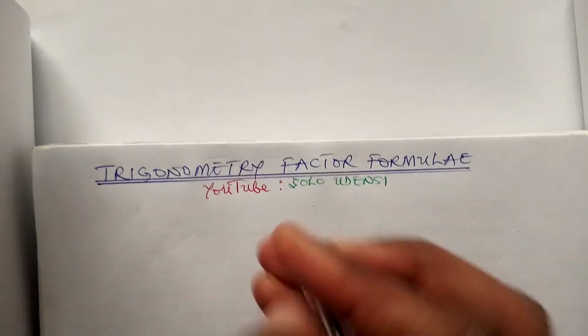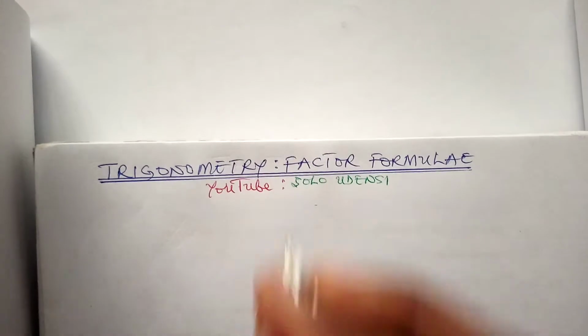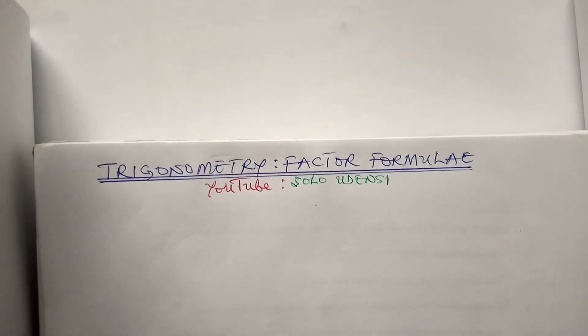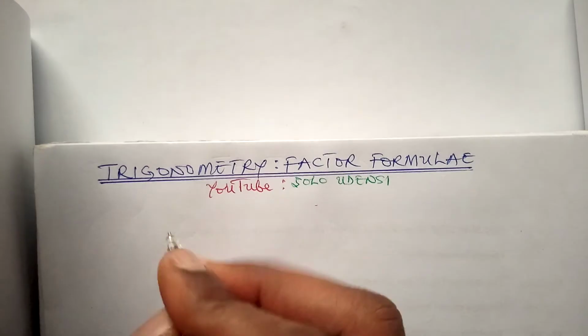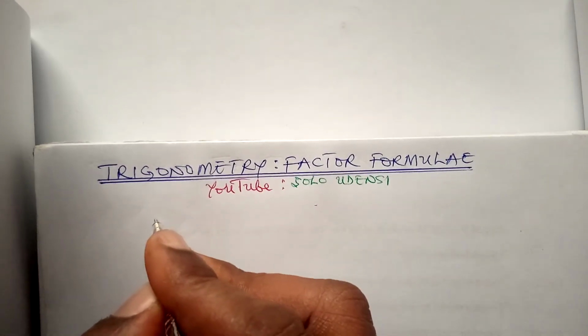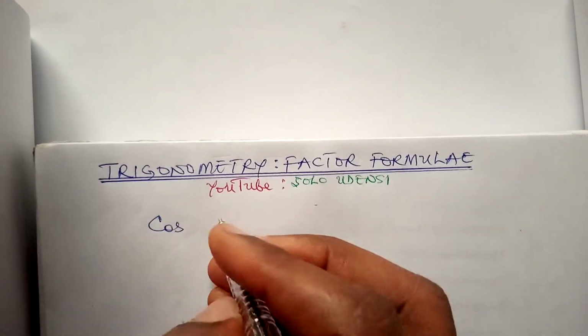Today we are going to do the trigonometry factor formula. We are going to use it to transform some equations from products to sums. Let's remind ourselves of some of the trigonometrical identities.